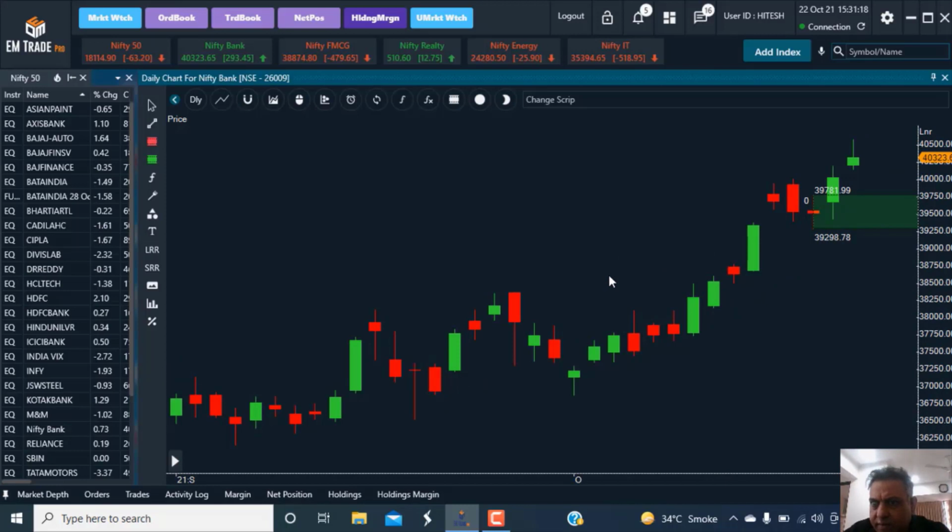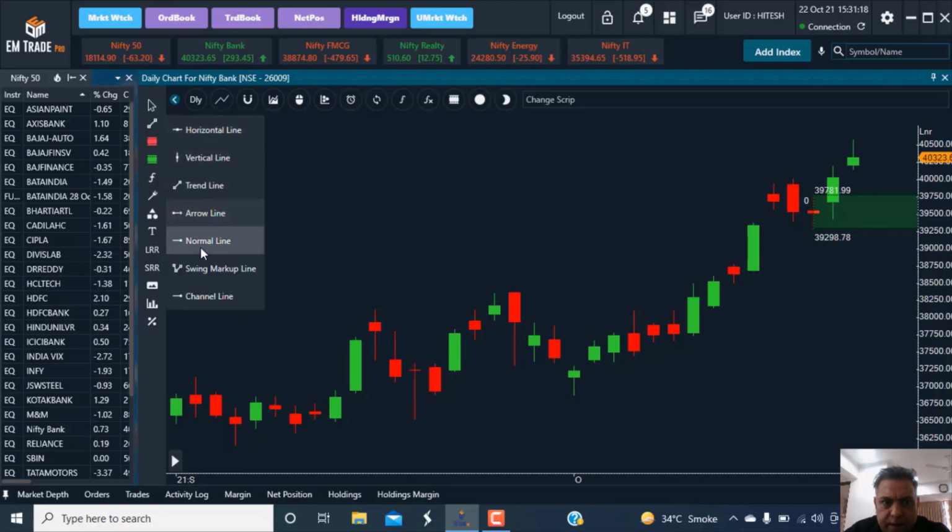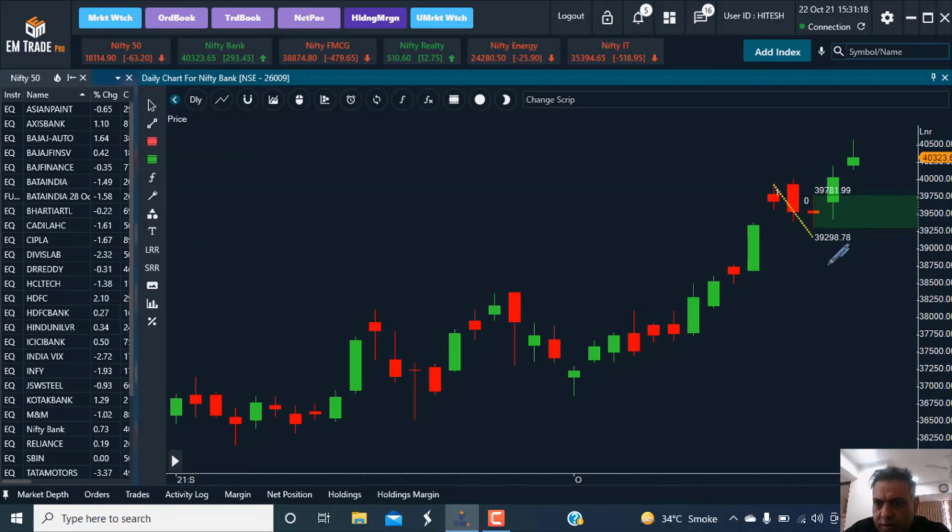So 39,700 is a support level for Bank Nifty. With that as a support, we expect it to move up to 40,800 to 41,000. Once Bank Nifty breaks this, then there will be a corrective decline in Bank Nifty. Unlike Nifty, Bank Nifty has not shown any corrective decline. In fact, when Nifty declined over here, Bank Nifty midway took off and showed outperformance.